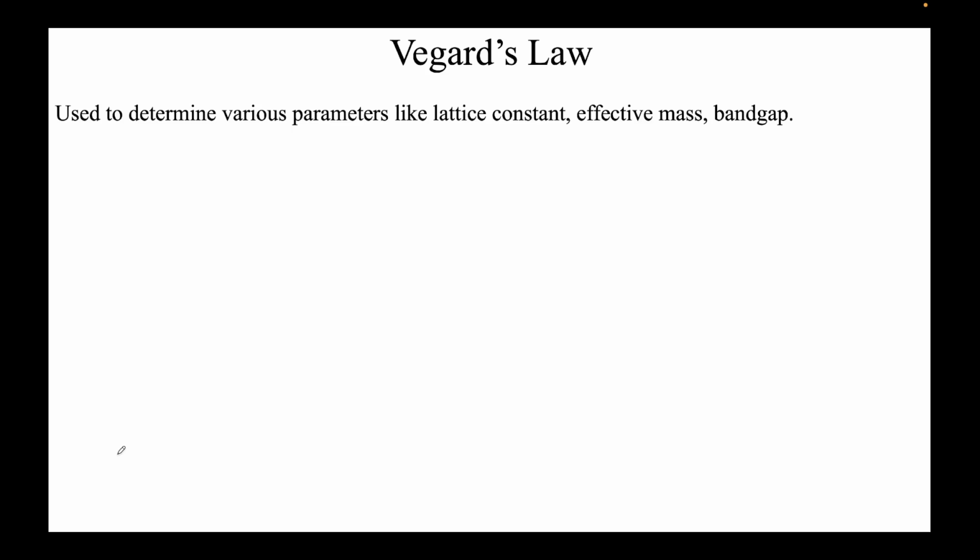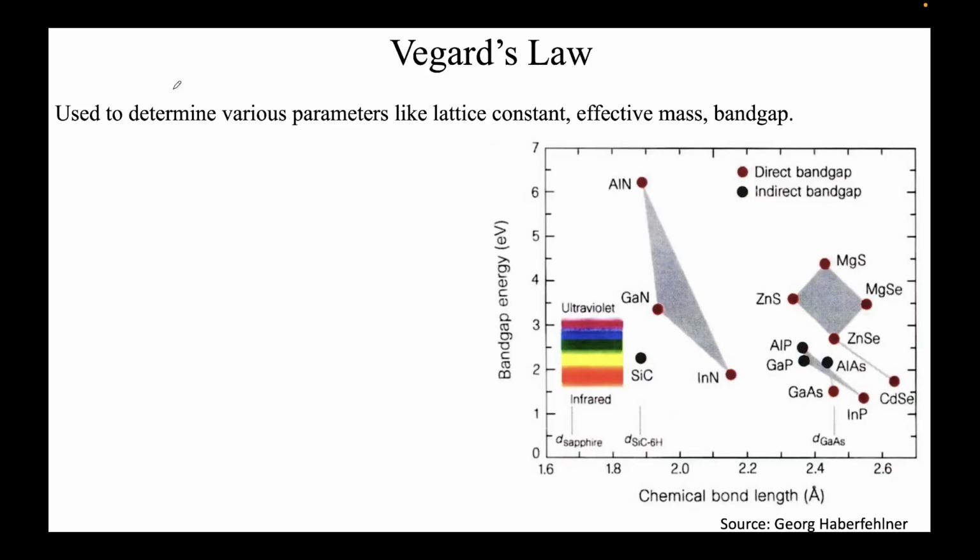Now let's say I'm talking about ternary semiconductors. How do we determine their different key physical quantities like the lattice constant, effective mass, electron affinity, band gap, and so on? Please note that I'm talking in terms of ternary or quaternary here. So let's look at this diagram over here.